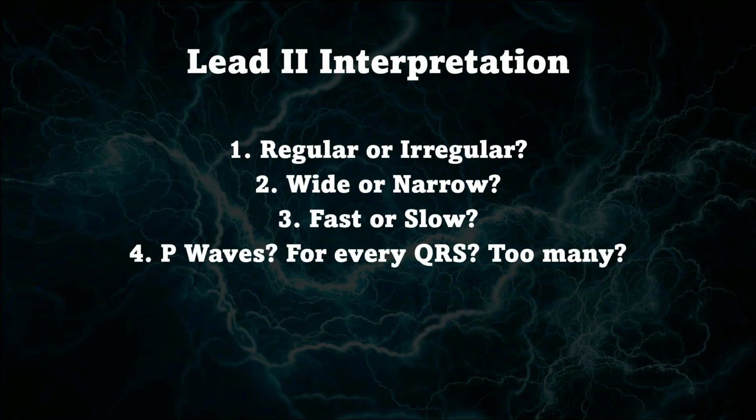So whenever I look at an EKG, I first try to figure out the rhythm and I ask some simple questions. Is the rhythm regular or irregular? Is the QRS wide or narrow? Is the rhythm fast or slow? Next, are there P waves for every QRS? And if there are, are there too many P waves? For a typical rhythm, such as a normal sinus rhythm, you should have one P wave preceding every QRS complex.